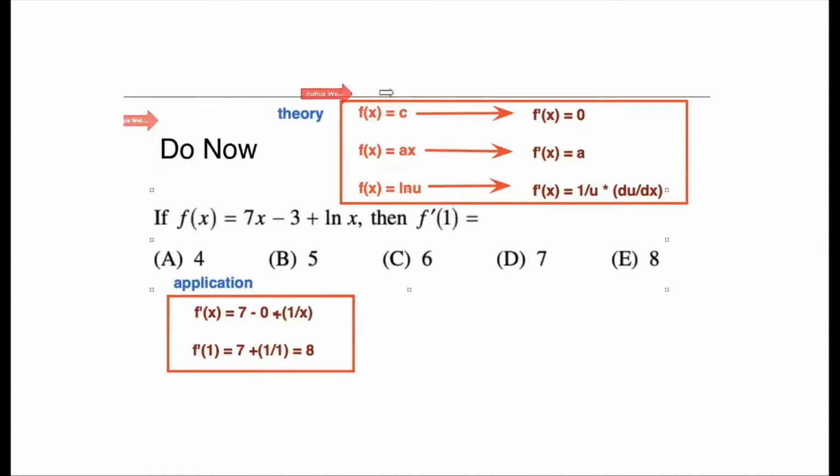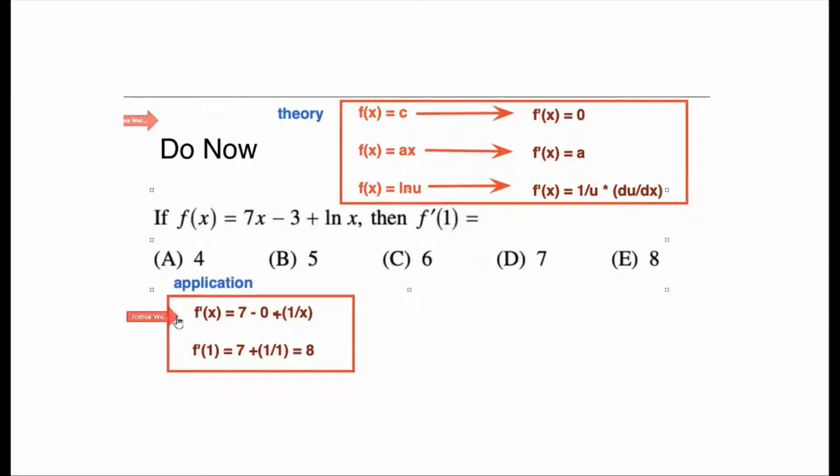So according to theory, if the function is a constant, then it's a flat line, so the derivative is 0. It's a horizontal line. If the function is a direct function, ax, then the derivative will just be the slope a. Right? It'll be just the coefficient a. And the derivative of natural log of a function is 1 over the function times the derivative with respect to x. So here we have ln x, so it's going to be 1 over x. So anyway, you do it term by term and you get 7 minus 0 plus 1 over x.